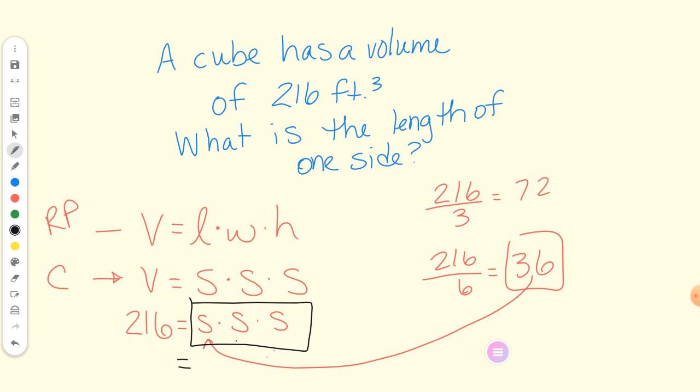So that would mean that 6 would be the side length. That's the only side length that would work to make that true. Okay? So that method works. It's called guess and check. You guess, you check it, and then adjust your answer.